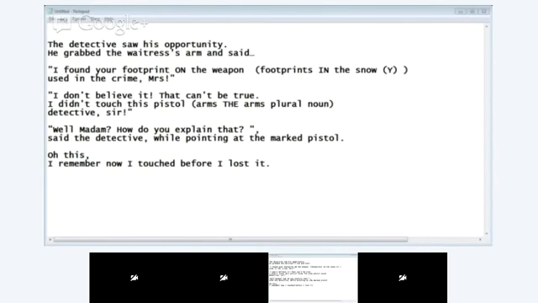I remember now, I touched before I lost it. I remember now, or I remember touching it before I lost it. But I remember now, I touched it before I lost it.